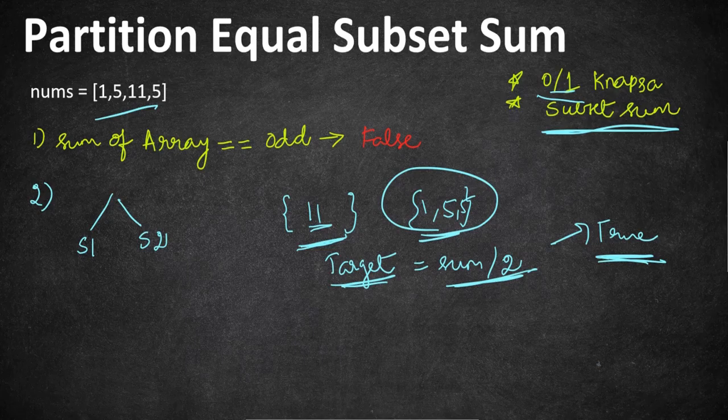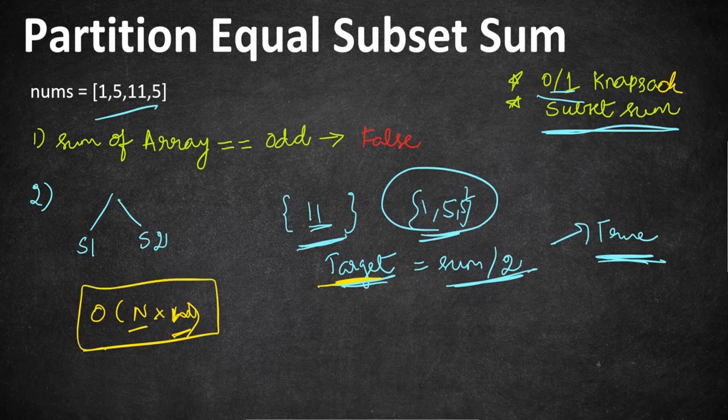So before getting into the problem, this is going to work in big O of n cross w time complexity. Here n is the number of elements in the given array, and w is nothing but the weight in the knapsack problem, which here is also the target sum. So hope you're understanding the overall logic of this problem. Let's get into the code now.